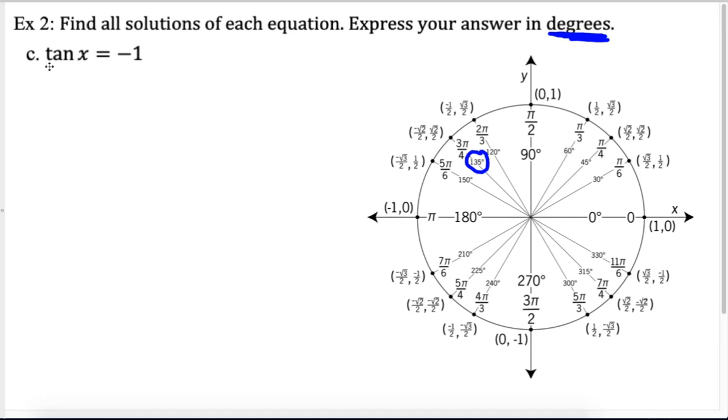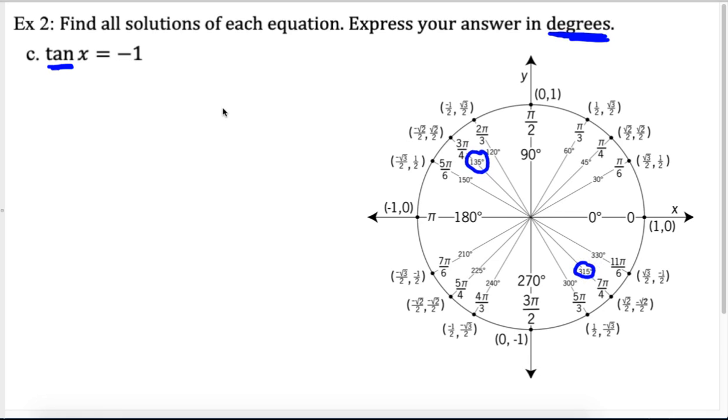Now, tangent is slightly different because tangent repeats every 180 degrees. Sine and cosine just repeat every 360 or 2 pi. Tangent repeats every 180 or every pi. So there's actually another place on the unit circle where tangent would be -1. It would also occur here at 315.